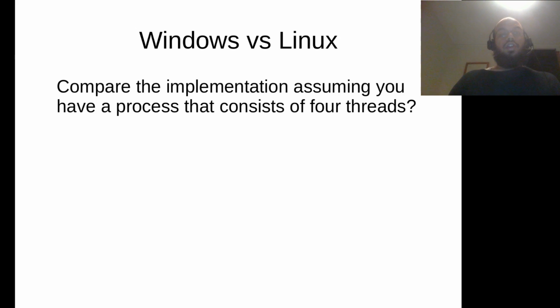And here comes Windows versus Linux. What is the difference between the implementation of these two? But let us first ask a question, which is to compare the implementation between Linux and Windows if you're writing a multi-threaded program, assuming that you have a process that consists of 4 threads. If you have a process that runs 4 threads, in Linux it will be implemented differently compared to Windows. Can you think of how they are different?